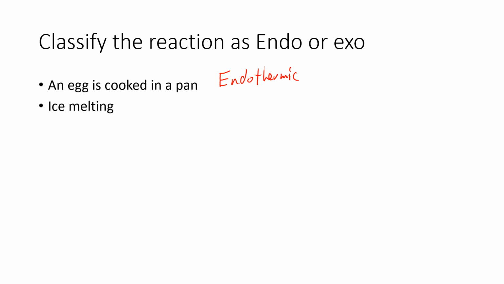Now, what about ice melting? Okay, so how does ice melt? Let's think about that. Ice melts by, well, you have to add heat to it, right? So you have to take heat or energy and it has to go into the ice, and therefore it then turns into water. So ice has to absorb energy in order to turn into water, and that makes it endothermic.